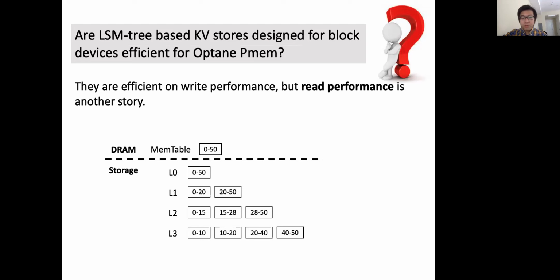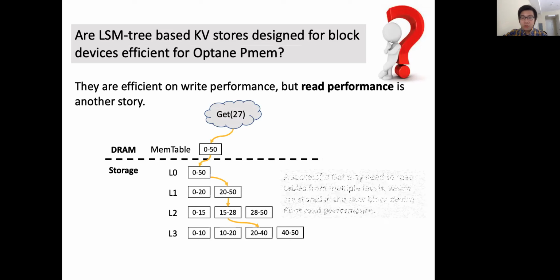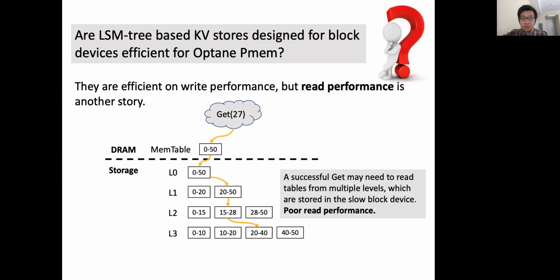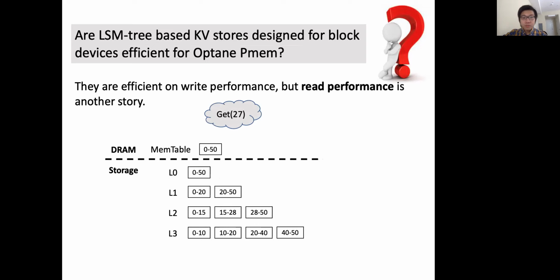Let's first briefly go through the get operation of the LSM tree structure. An LSM tree is a multi-level structure, so querying a key usually needs to check multiple tables in different levels. When these tables are stored in a slow block device, the read performance will be really poor.